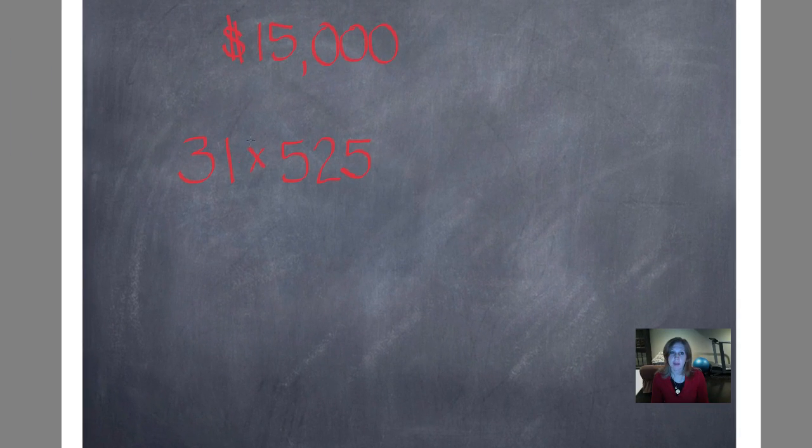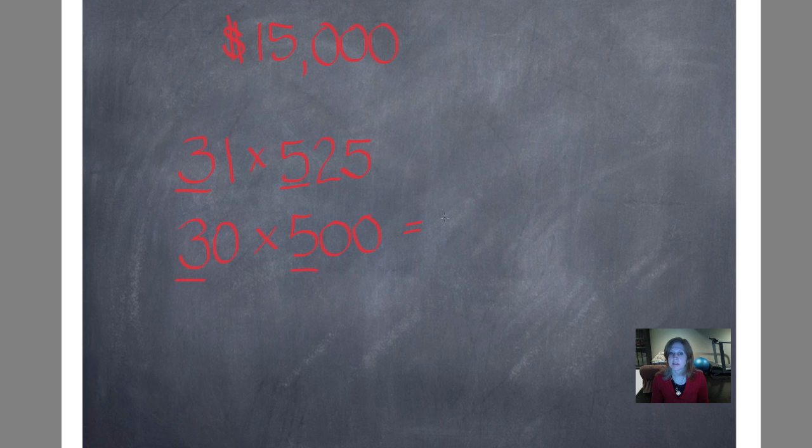So I wrote the $15,000 at the top to remind me that's how much I need to make per month to make a profit. Then I know that there are 31 days in March, so I wrote that here, times $525 per day. So I'm going to round to estimate. I'm going to underline the position with the greatest place value. If I round to the tens place, that's going to give me 30. And in this case, I'm going to round to the hundreds place, which gives me 500. Now I use mental math.